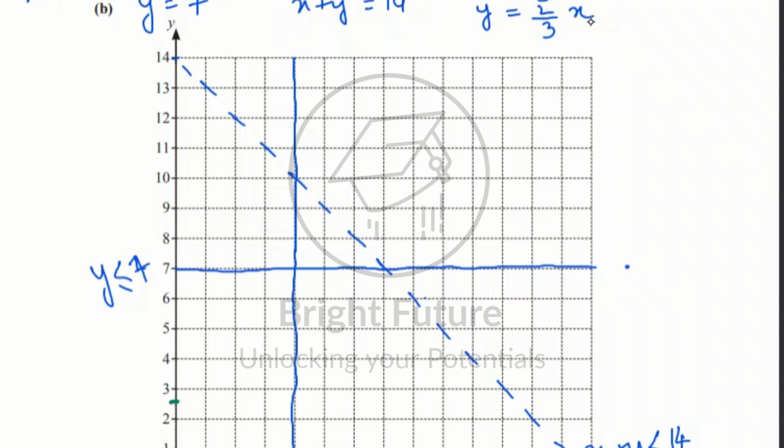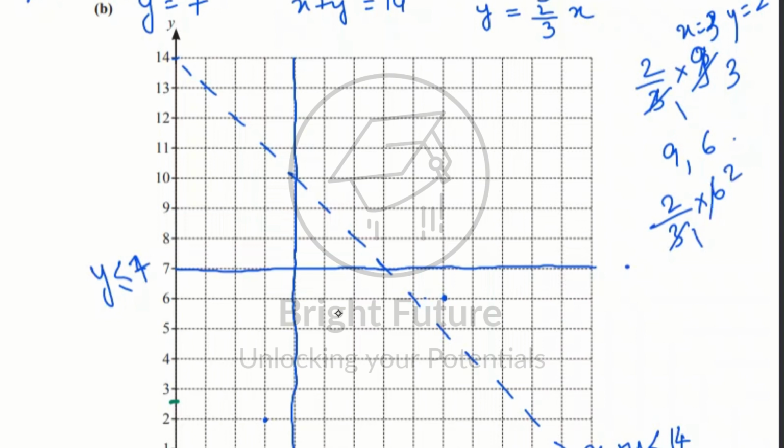When x is 0, it's 0, and 2 upon 3 into 3, you will get 2. So when x is equal to 3, y is equal to 2. 3 and 2, then for 9, 1s are 3s are 6, so 9 and 6, so 2 upon 3 into 6, 1s are 2s are 4, so x value is 6 and y is 4. Again this is only greater than, so we'll just draw a dotted line. I'll just draw at these points so that I don't mess up my diagram.